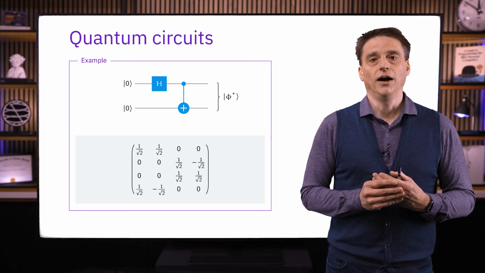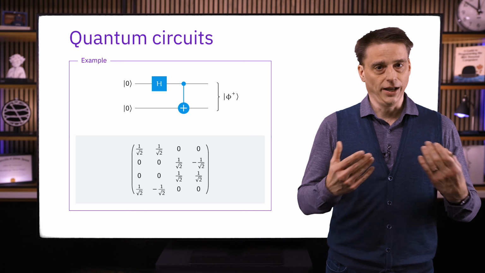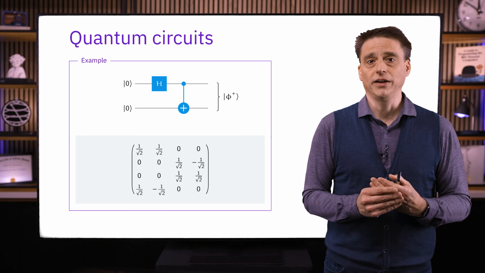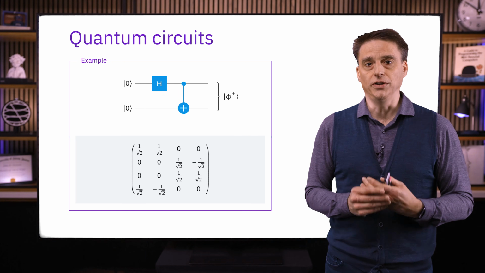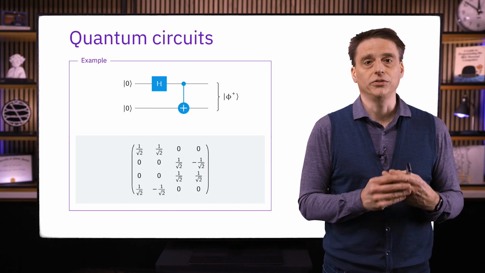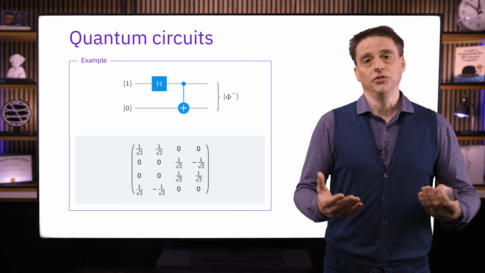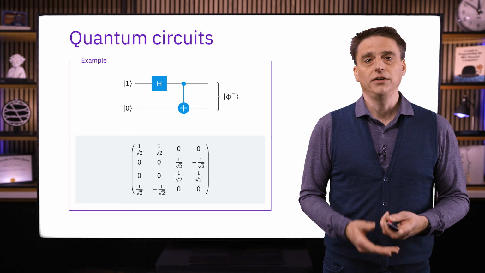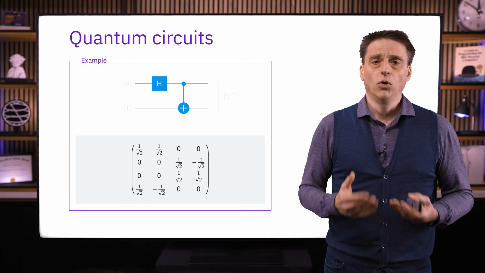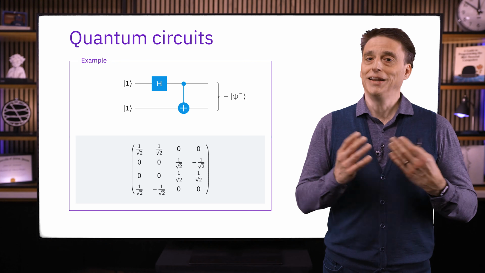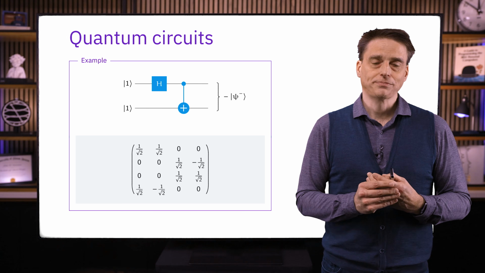If we run the circuit on the input 0, 0, meaning ket 0 for the first qubit, ket 0 for the second qubit, the result is the phi plus Bell state, which we can see from the first column of the matrix. If we feed in 0, 1, we get the phi minus state, 1, 0 gives us the psi plus state, and 1, 1 gives us not psi minus, but negative 1 times psi minus.